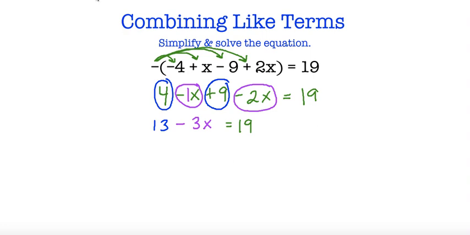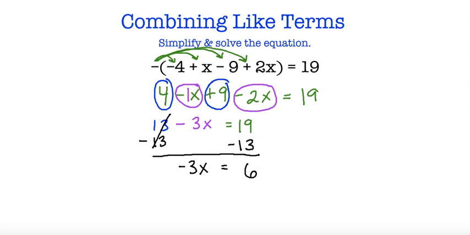Alright, so we would go about solving this as we normally would. We want to isolate our x, so we're going to get rid of this 13 over here. We're going to subtract by 13, and then subtract this side by 13. 13 minus 13 cancels out, and so on the left side, I'm left with negative 3x. And now I have 19 minus 13, which is just positive 6. So I have negative 3x is equal to 6.